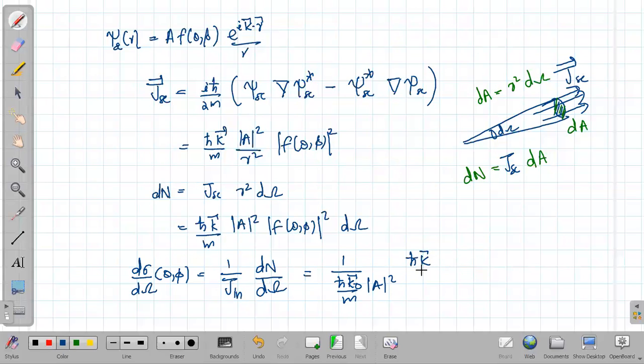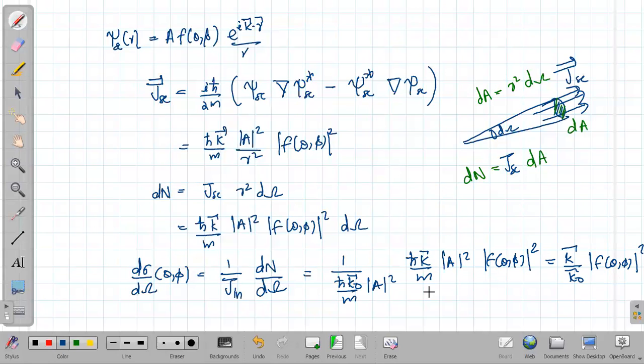H cross k by m mod a square, mod square of f of theta phi, divided by d omega. So this d omega would cancel. Okay, so m cancels, h cross cancels, mod a square cancels. So finally, this takes the form a by a0 modulus of f of theta phi square.